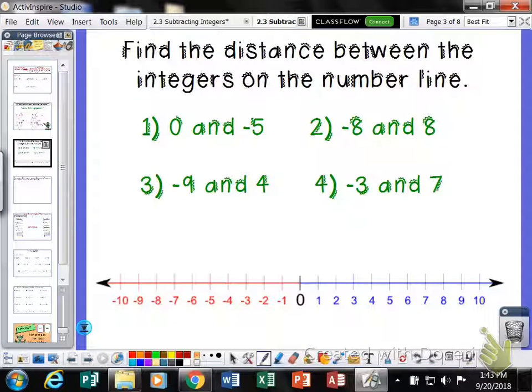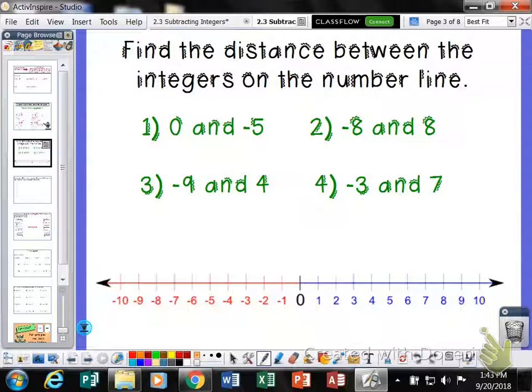Find the distance between integers on a number line. So I want to find the distance between 0 and negative 5. So basically, what you want to do is you can use your fingers for this. I'm going to use my pen, but you don't have to mark up this number line. But you can use your fingers as you go through this. But you can't see me using my fingers, so I'm going to use the pen.